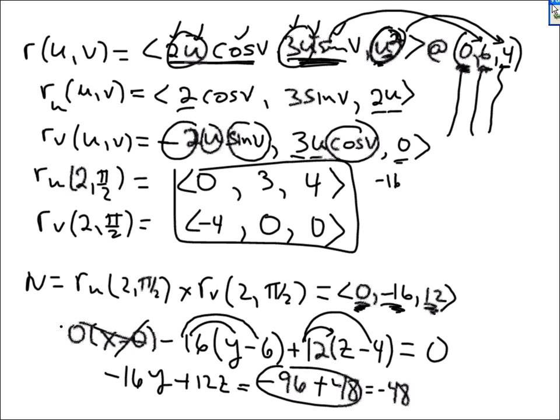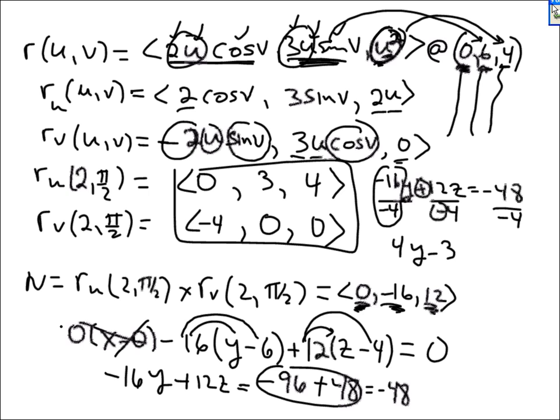Let me finish up right here. I'm just copying down. The largest number that goes into all three of those numbers, 16, 12, and 48, is 4. Since there are two negative signs, I'm going to divide by negative 4. This way I'll get more positives than negatives. This is 4y. Positive over negative is negative. 12 over 4 is 3. So negative 3z equals positive 12. Now I only have one negative sign: 4y minus 3z equals 12. That is the equation of the tangent plane.